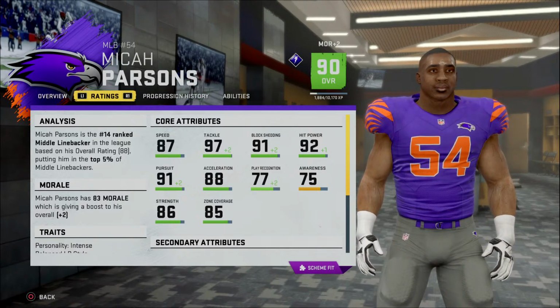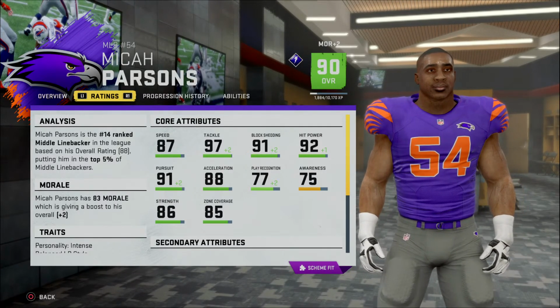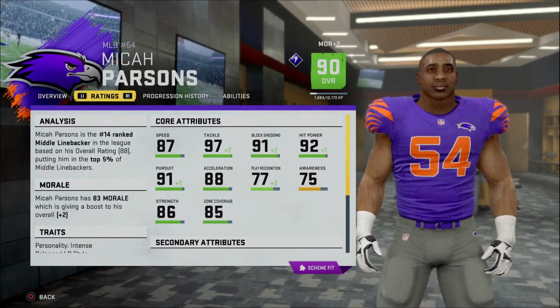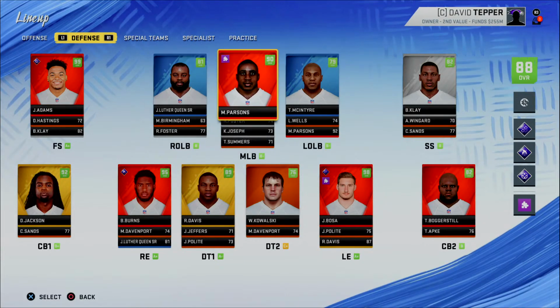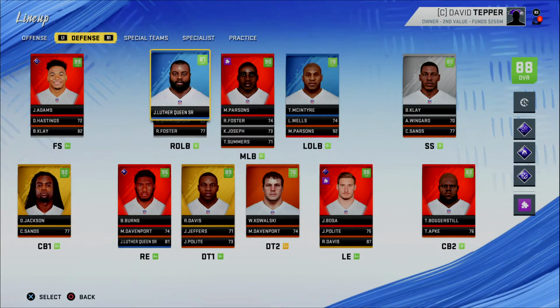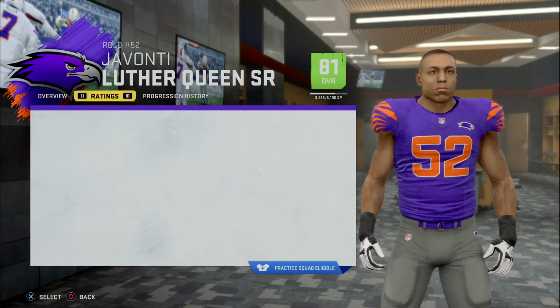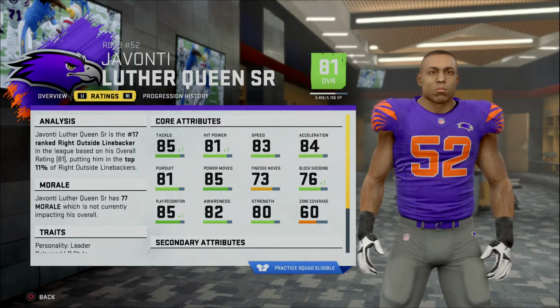So all 3 of your linebackers in a 4-3 system, you're going to want them to have good tackling, probably good block shed, hit power, good pass coverage, good awareness, good play recognition, everything that you see here on the screen with Micah Parsons. Now, I do have 2 young guys sitting on the outside, and what I want you guys to note is that I drafted this guy, Javonte Luther Queen Sr., who is actually a bit of a pass rusher himself. He actually has decent pass rushing moves.